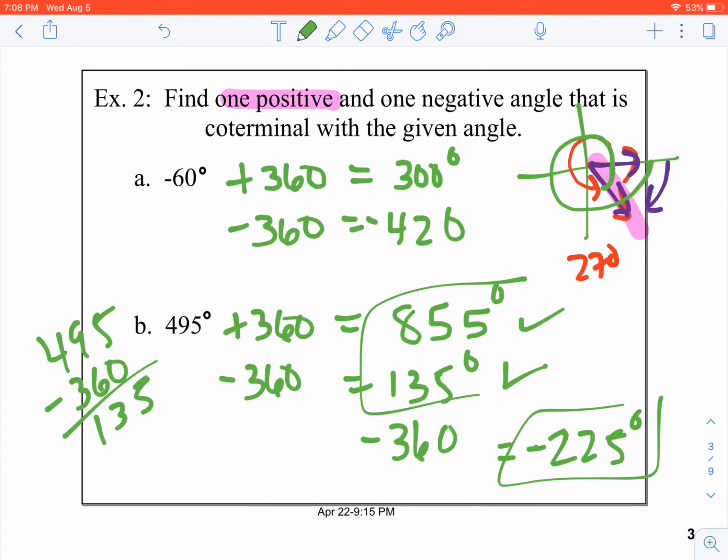Your positive could be either one of those. You could get wild and crazy and keep adding 360 or keep subtracting 360. But on these problems, that's what you do. Add 360 until you get a positive, subtract 360 until you get a negative. All of those angles are coterminal if I would graph all of them.